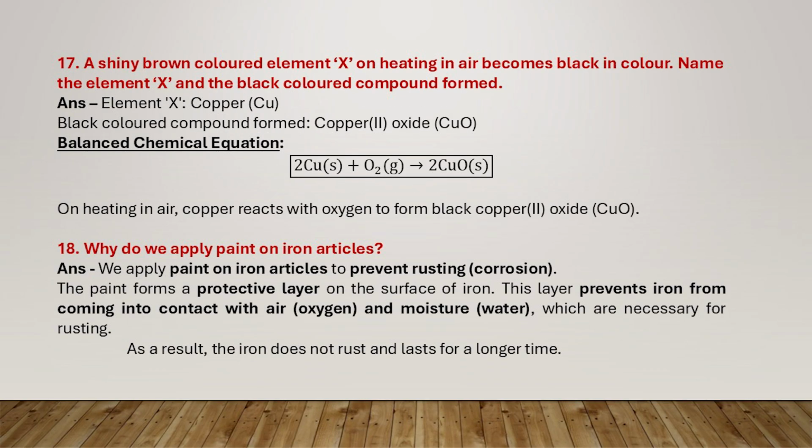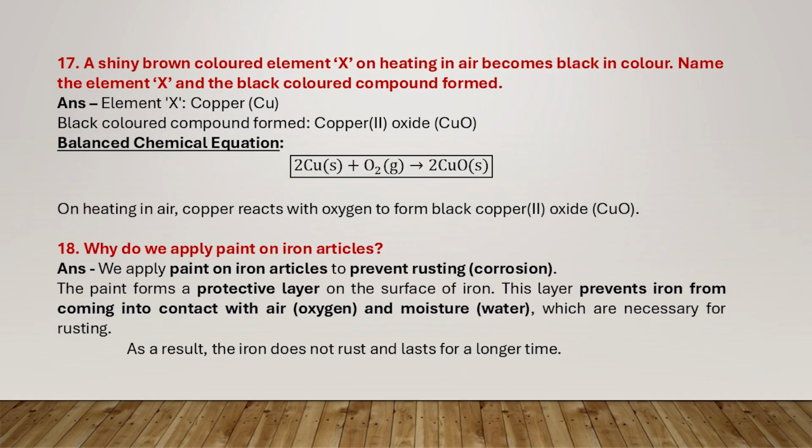17. A shiny brown colored element X on heating in air becomes black in color. Name the element X and the black colored compound formed. Answer. Element X: copper, Cu. Black colored compound formed: copper(II) oxide, CuO. Balanced chemical equation: 2Cu(s) + O2(g) → 2CuO(s). On heating in air, copper reacts with oxygen to form black copper(II) oxide, CuO.